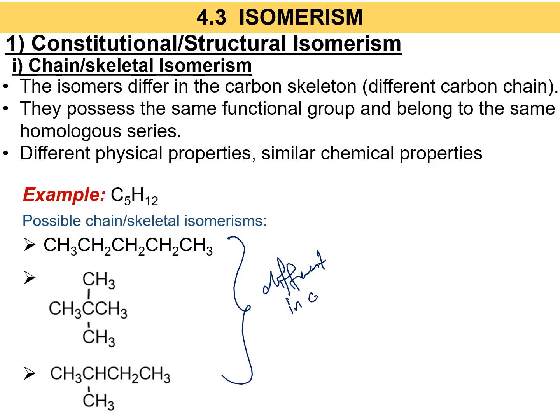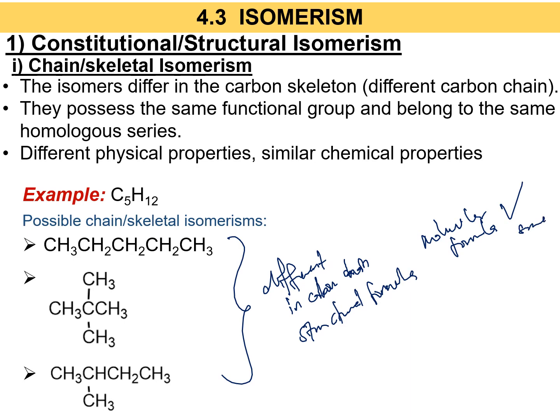in carbon chain dekat dia punya structural formula. Okay, and ketiga-tiga structural formula ni pun different. That's why kita tahu dia adalah structural isomerism, because dia punya molecular formula stay the same. Okay, molecular formula dia sama, tapi yang differs adalah dia punya structural formula. That's why we call it as structural isomerism.